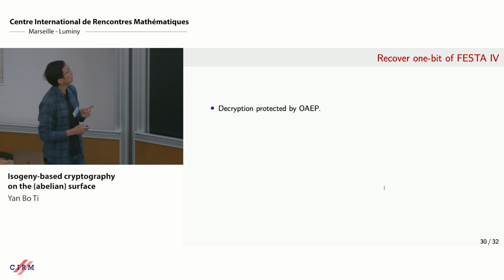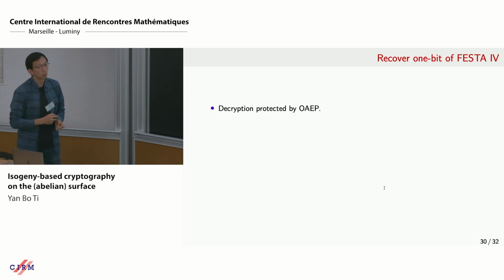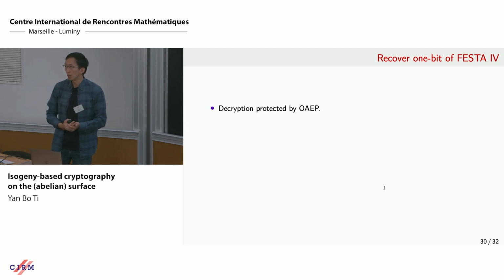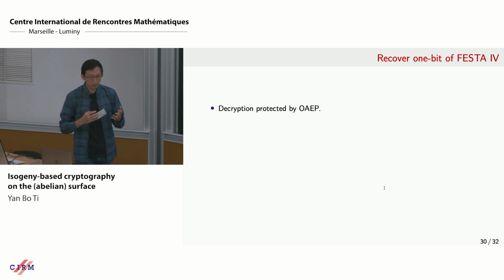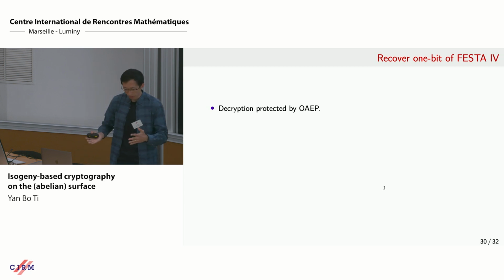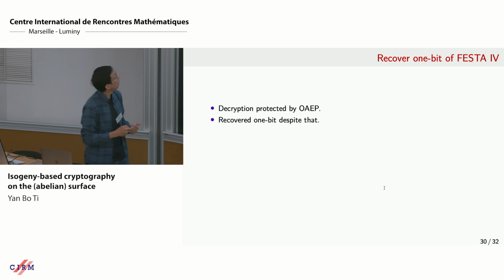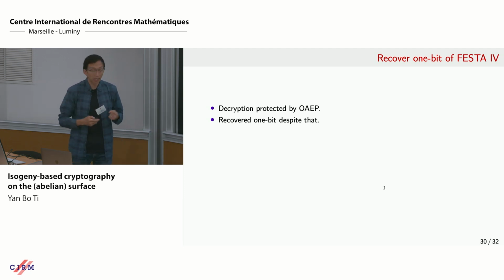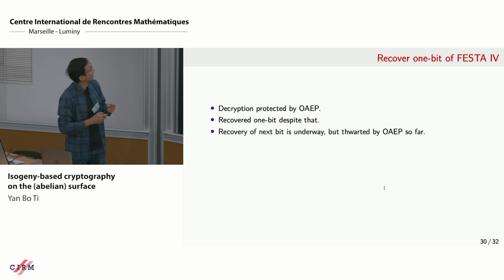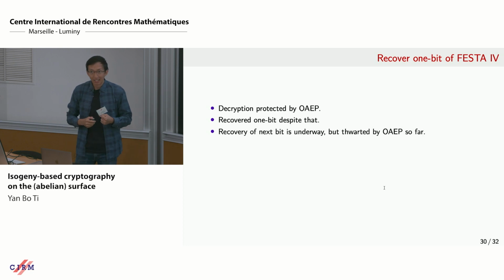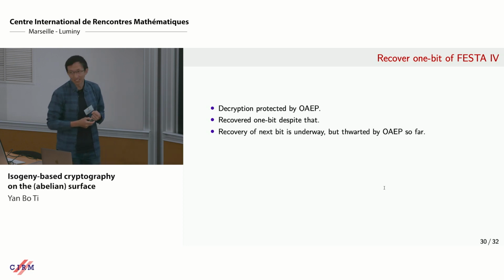But the problem is, the decryption is actually protected by some OAEP protocol, which is some padding protocol. And this is able to turn this trapdoor function into a CCA secure scheme. But we are able to recover one bit despite that. So I think it's pretty impressive. But while the recovery of the next bit is underway, we found that actually the OAEP is actually very good, and so far we are not able to get past that.